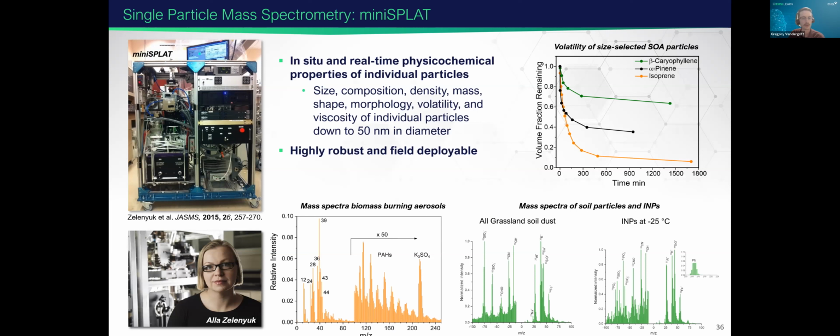And I'll briefly spend some time on this. I'm not an expert on it. Thankfully, we have one here at EMSL, Alla Zelenyuk, our single particle mass spectrometry platform, or miniSPLAT. It's pictured on the top left-hand side there, and we have Alla on the bottom left.